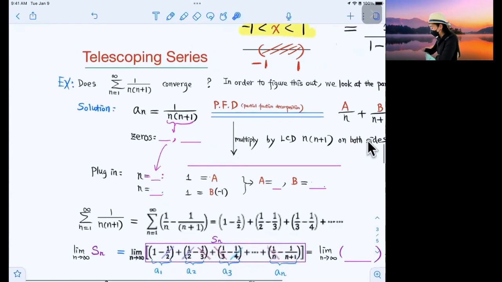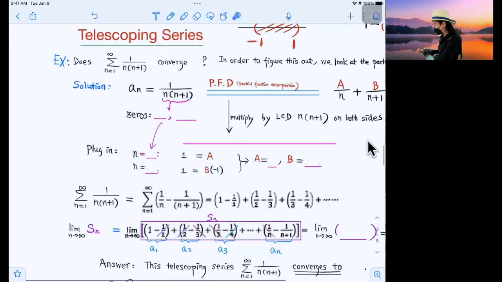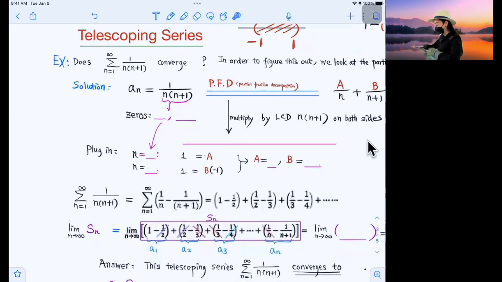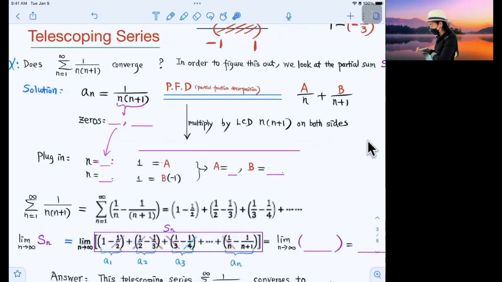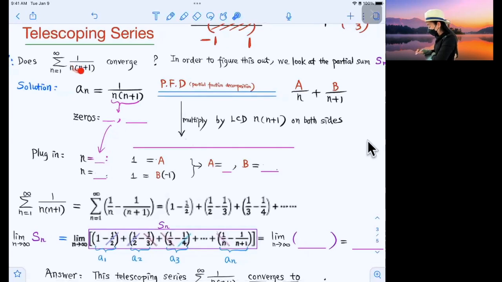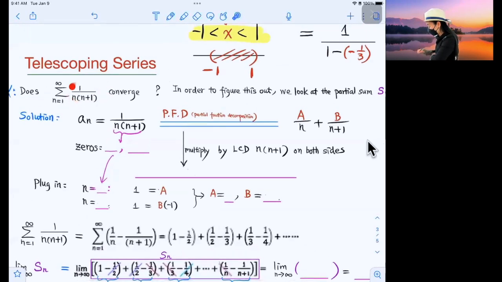In order to see whether a series converges or not, you look at the n-th partial sum. Remember, you look at Sn, the sum of the first n terms, and then you let n go to infinity. Now this an over here is kind of special. It's 1 over n times n plus 1.